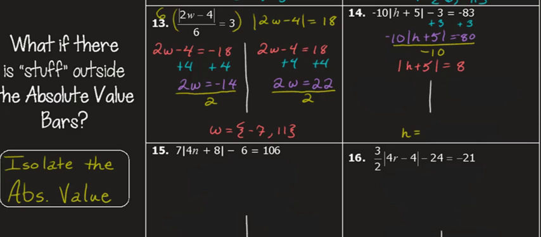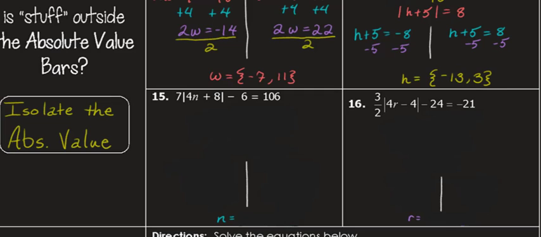Solve absolute value. H plus 5 equals -8, and h plus 5 equals +8. Subtract 5. H equals -13. Subtract 5. H equals... Please pause the video and attempt number 15. The correct solution is -6, +2.